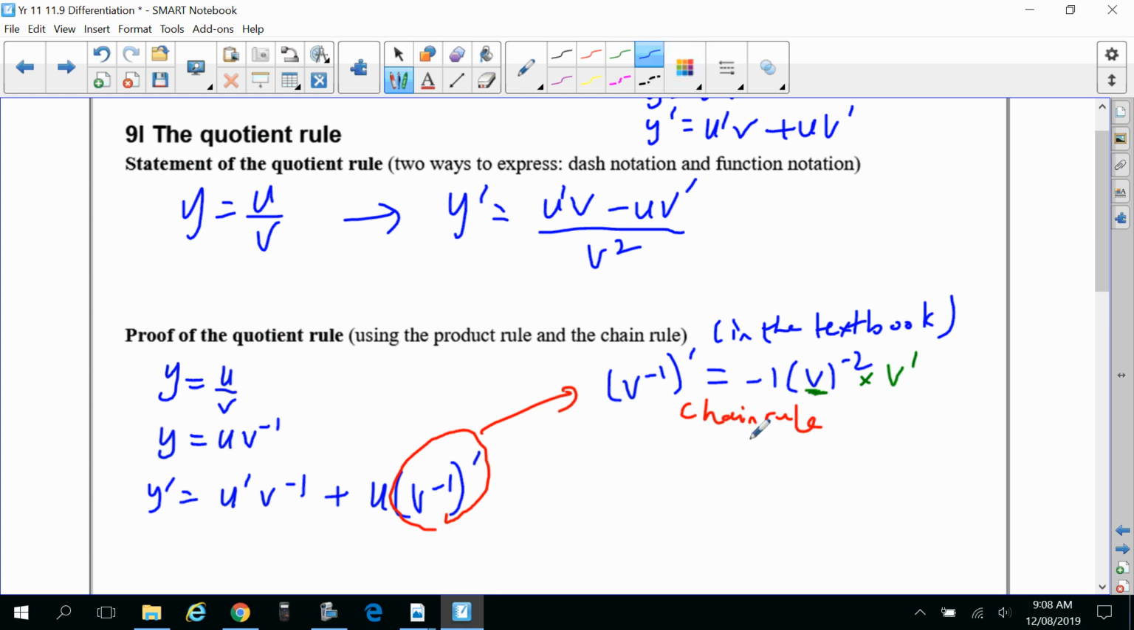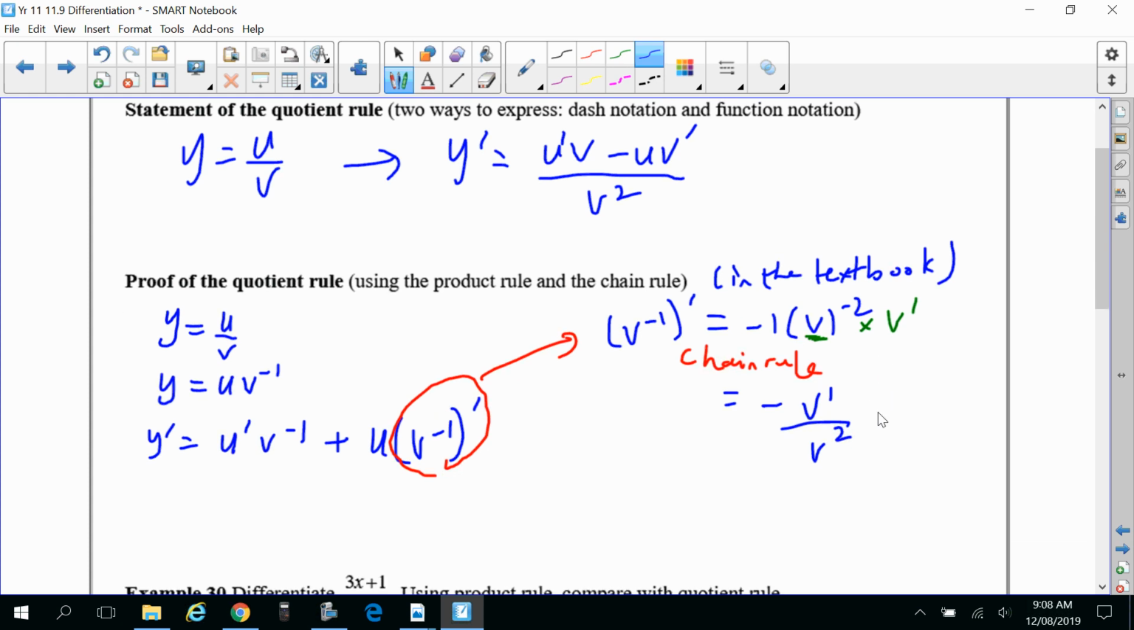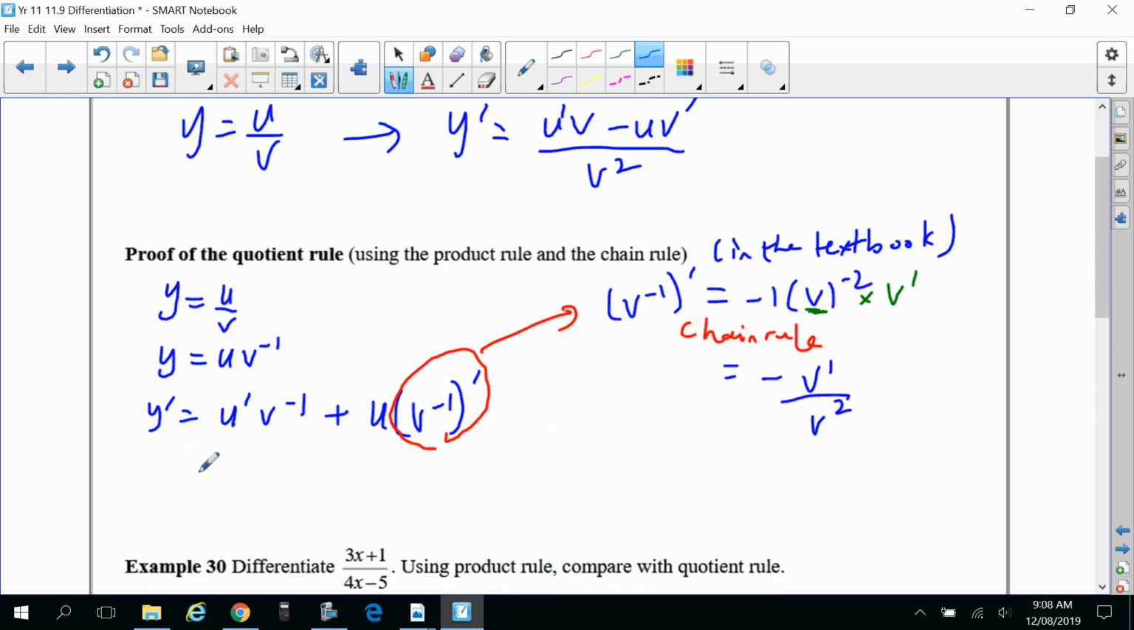And that will become, writing it without the negative index, negative v dash over v squared. All right, let's do it slowly. u dash over v plus u times, that's where the negative comes from, differentiating the -1. See, the negative comes from the differentiation. So you know where things come from, and you know why the v squared comes from differentiating that.